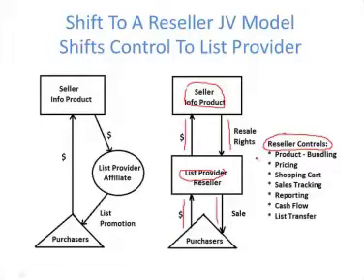And all of those elements that we talked about a minute ago shift. Product, including the possibility of bundling, pricing, shopping cart, sales tracking, reporting, cash flow, and list transfer if there's a transfer at all.